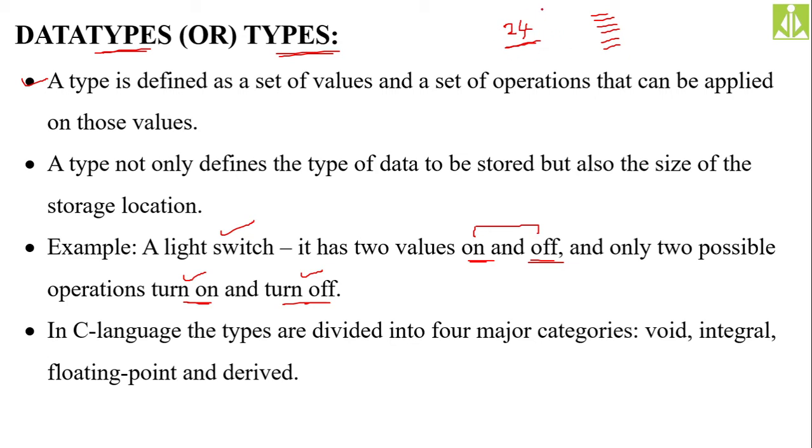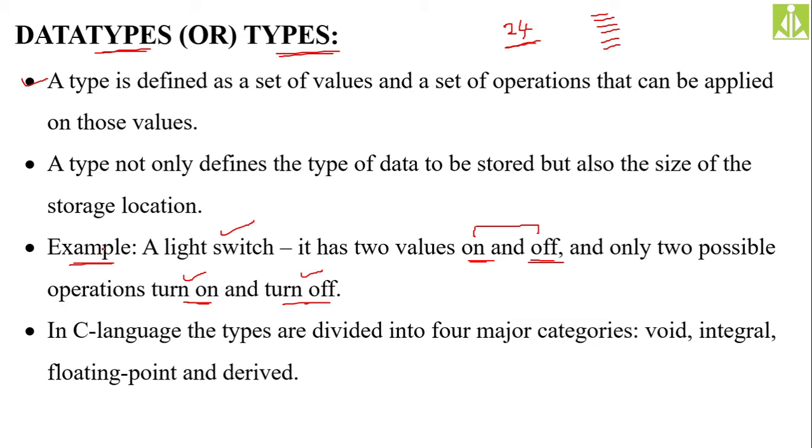Likewise, every data from this universe, whatever you take, is going to have its own value and also the operations. So how are we going to know the type of this data? By using the data types, we are going to know the type of this data. I have given an example also. We can consider the light switch as an example for data, and it has its values as on and off, and its operations as turning the light switch on and turning the light switch off.